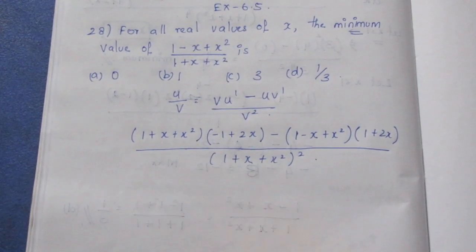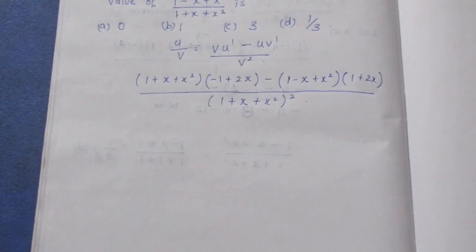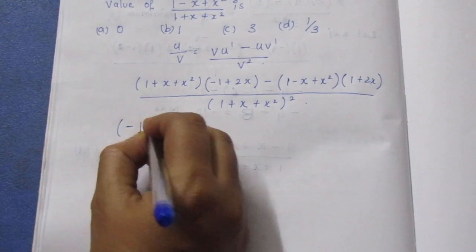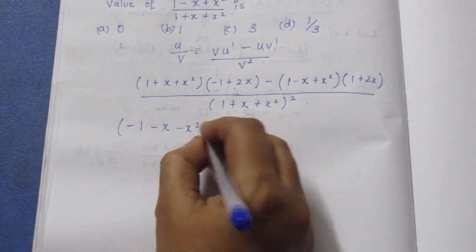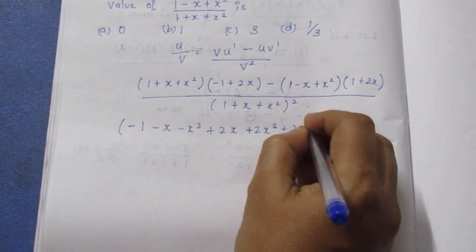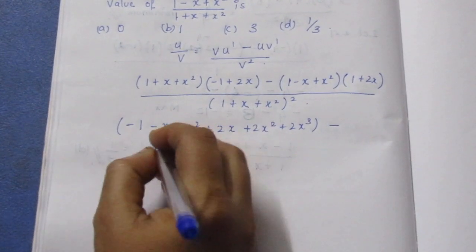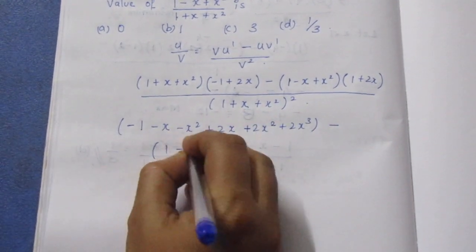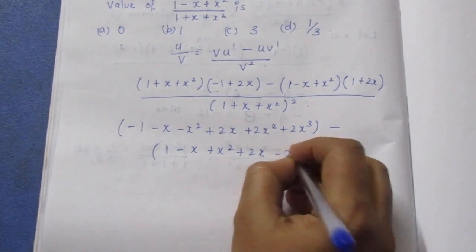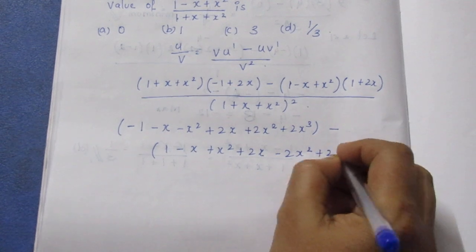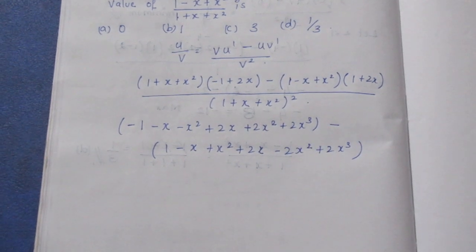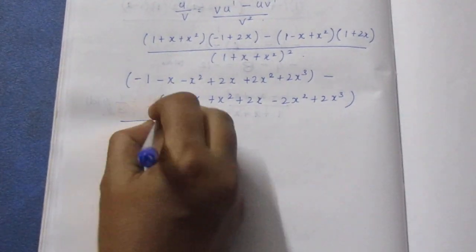Now let us multiply this inside. If I multiply, it becomes minus 1 minus x square, multiplied with 2 plus 2x plus 2x square plus 2x cube. Minus, if I multiply this inside, 1 minus x plus x square, with 2x, it becomes plus 2x minus 2x square plus 2x cube. Now let us solve the like terms also. I will write the minus sign inside, by denominator square.